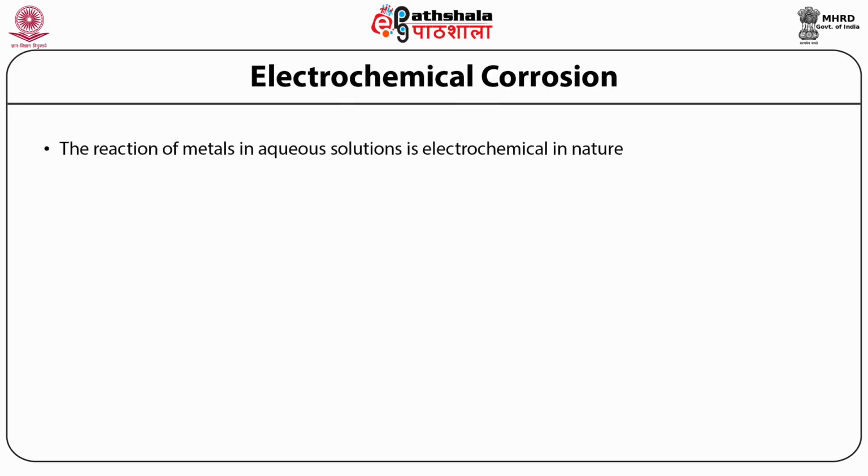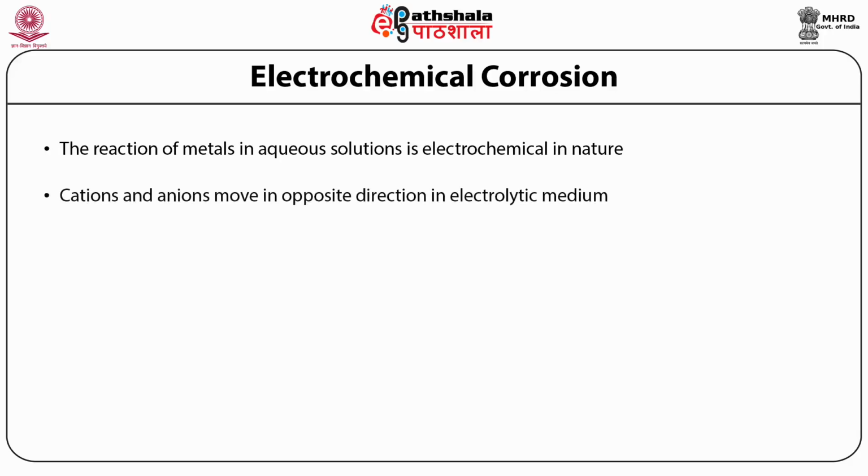Electrochemical corrosion. The reaction of metals in aqueous solutions or under most conditions, also known as wet corrosion, is electrochemical in nature, including the transfer of electric charge across the boundary of the metal surface and its environment. An electrolyte is a medium which conducts electricity by movement of ions, the cations like Fe2+ and anions like chloride moving in opposite directions.